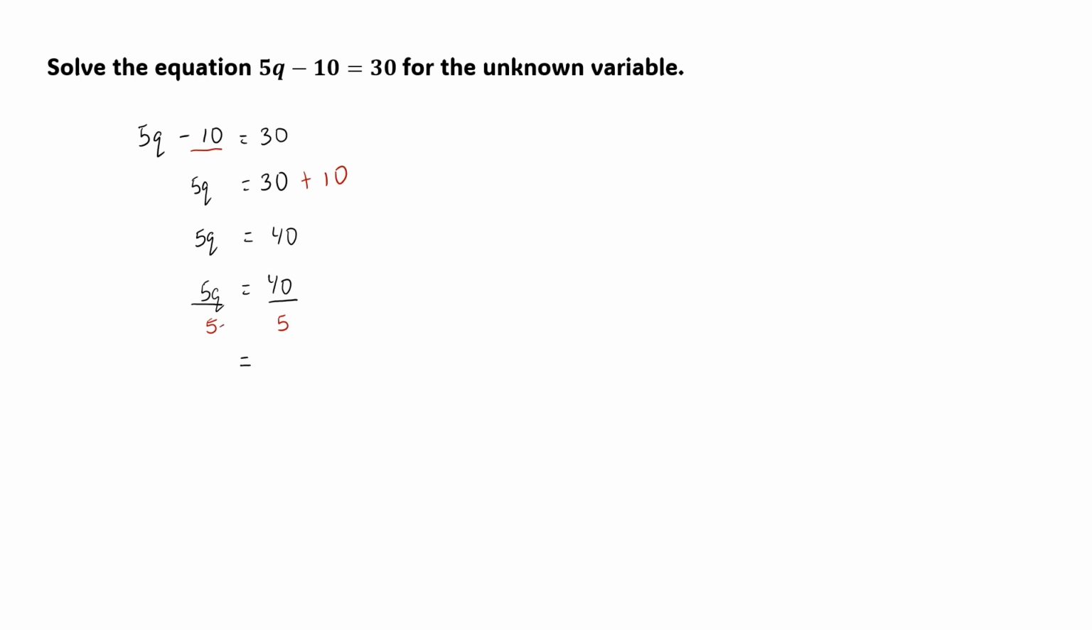So now that we have set up our second step, let's go through our division. So we will be dividing 5q by 5, and 5 divided into 5 would equal 1, which will leave us with just q. And remember that your 1q is the same thing as q, so you don't have to worry about writing the 1. They mean exactly the same thing. So now we're going to be dividing 5 into 40, which will equal 8. So for this equation, when we solve it, our q is equal to 8.